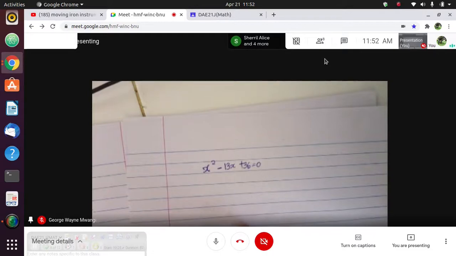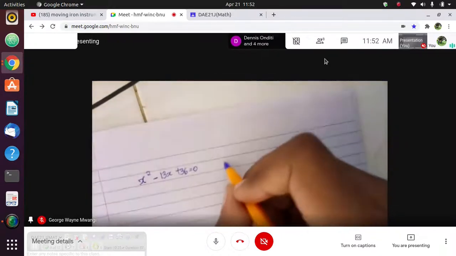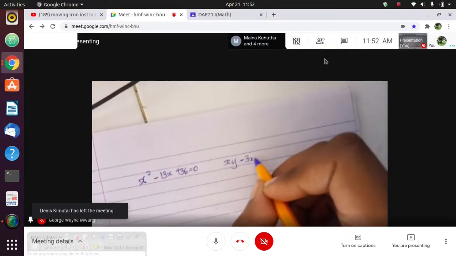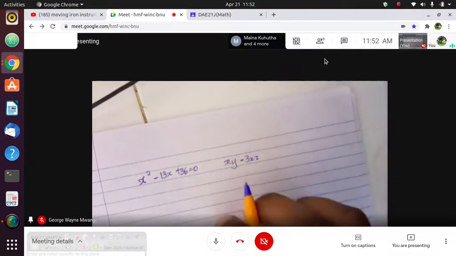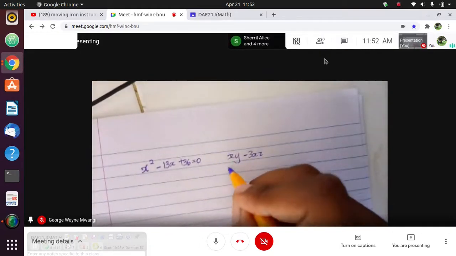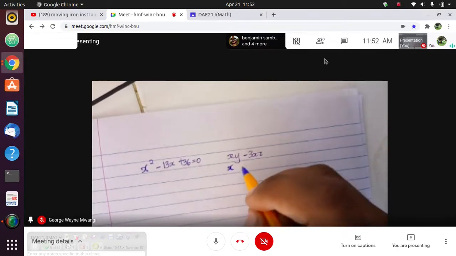We did the factorization last time. Tuliongea about factorization. When you're given values, kwa mfano, you've been told xy minus 3xz. You've been told to factorize that value. How do we factorize? Yeah? We take the common factor and we remove it. Tunaiweka nje and we introduce brackets.